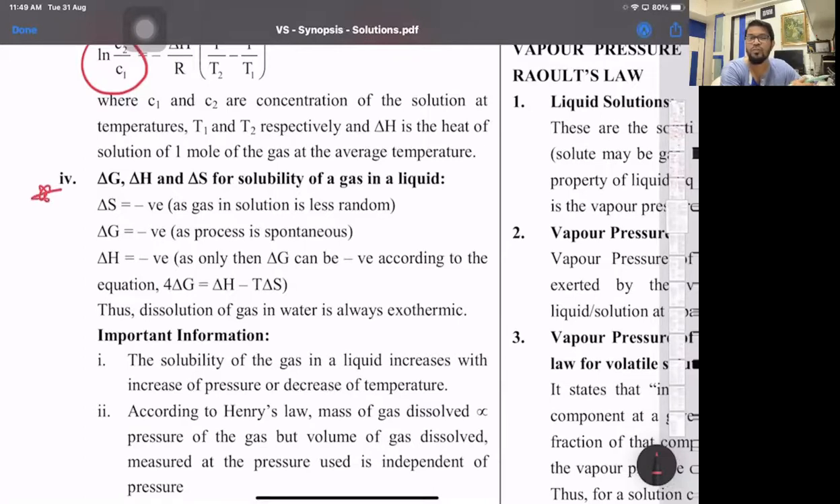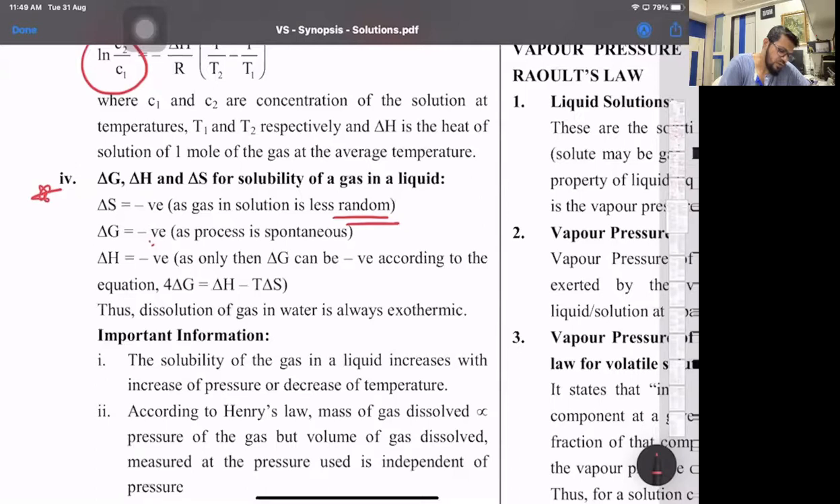This is basically with respect to the free energy part. Delta G, change in free energy. Delta H, change in enthalpy. And delta S, change in entropy of solubility of a gas. Delta S is negative as gas in solution becomes less random, because entropy is the randomness. Obviously the randomness decreases if a gas is soluble. So if randomness decreases, delta S is negative.